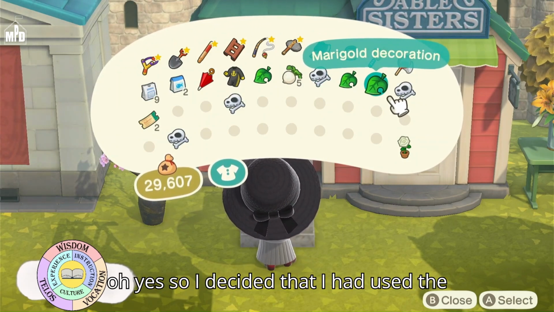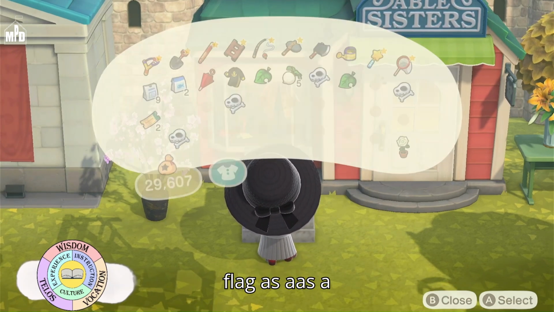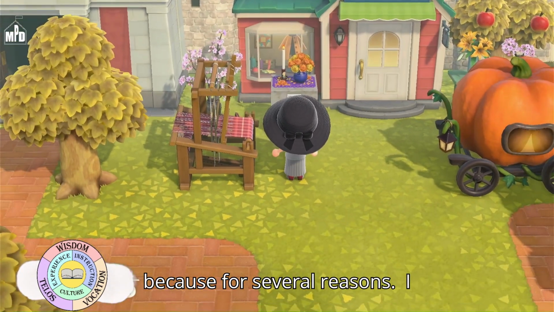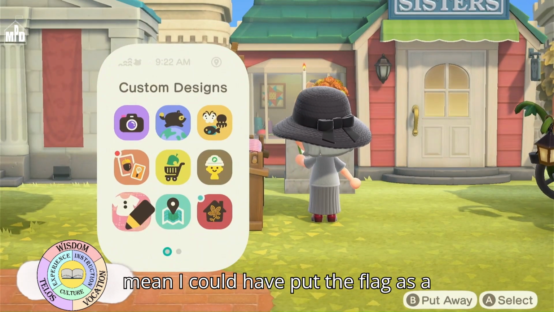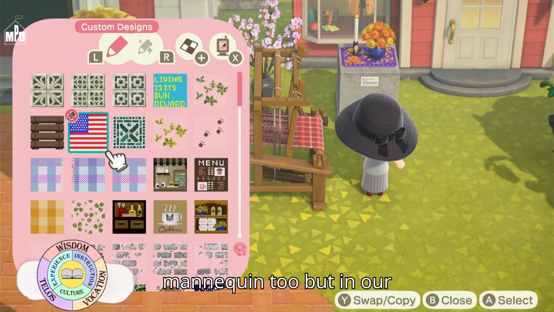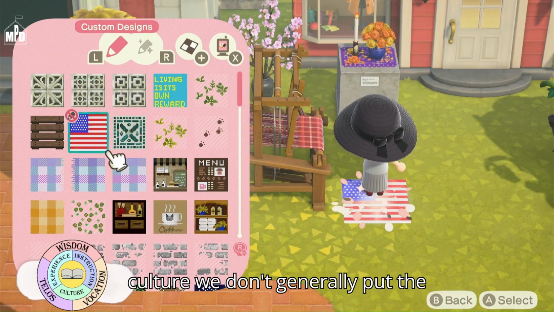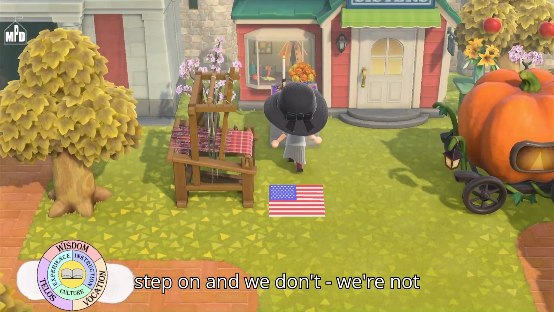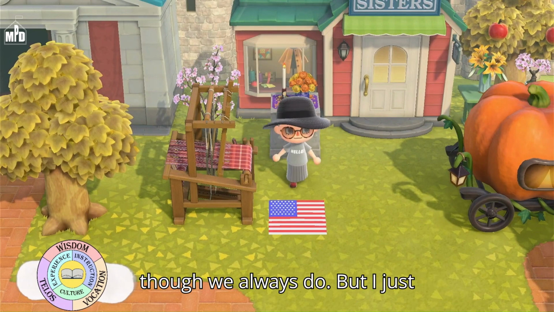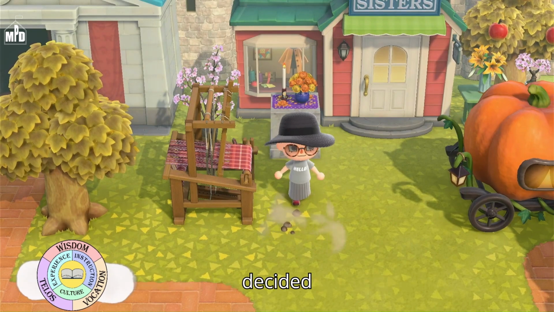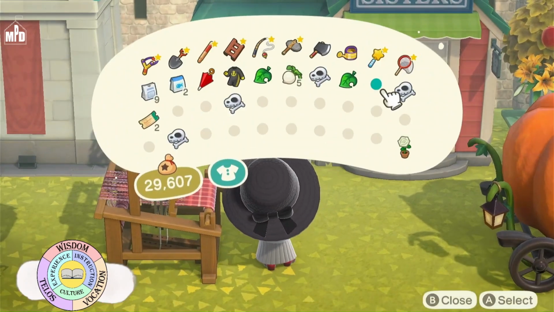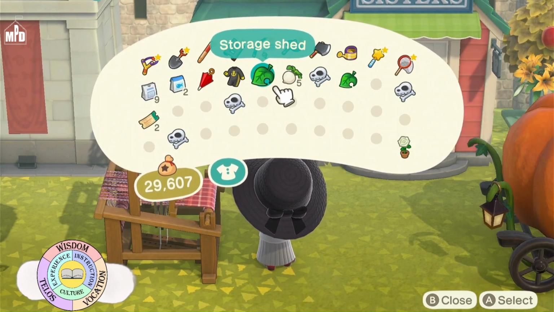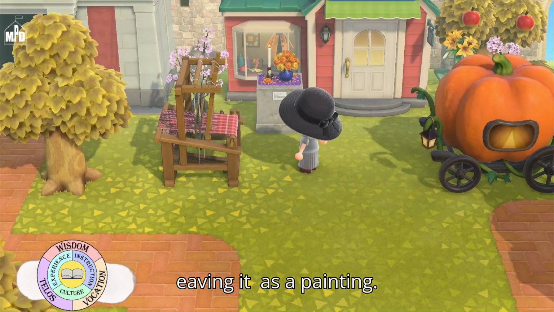Oh, yeah. So I decided that I had used the flag as a tile, but I decided not to do that for several reasons. I could have put the flag as a mannequin too, but in our culture, we don't generally put the flag on the floor, and we don't step on it. We're not supposed to be wearing it as clothing, though we always do. But I just decided that I would stick to leaving it as a painting.